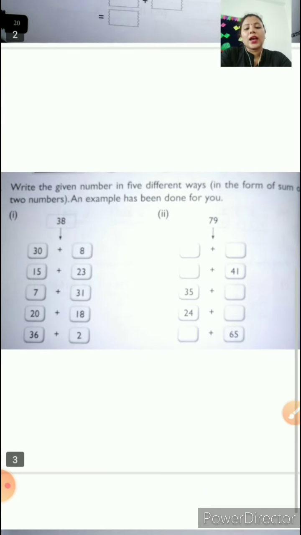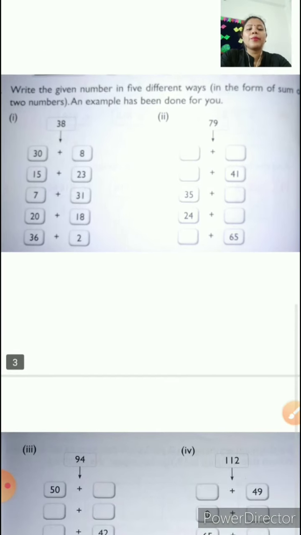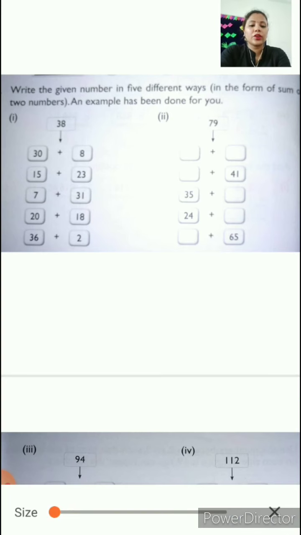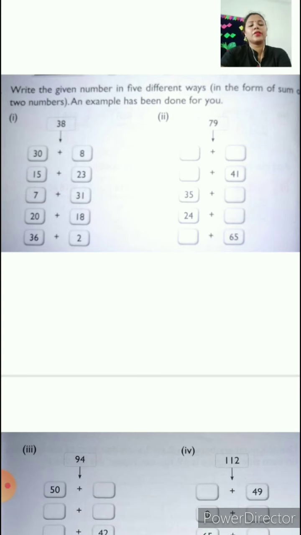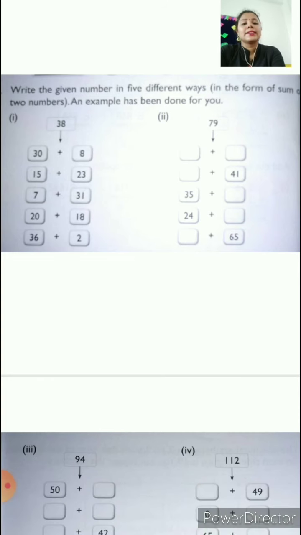Now our last question is write the given number in 5 different ways in the form of the sum of 2 numbers. An example has been done for you. This question is also related to your NCERT book. Same question you have in your NCERT book also in chapter number 3. So you can check it from there also, and it's also discussed in our previous video. So just check how to do it. 79. So 79 in the expanded form we can write it 70 plus 9 also.